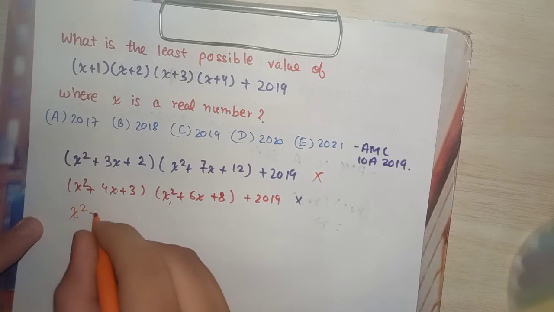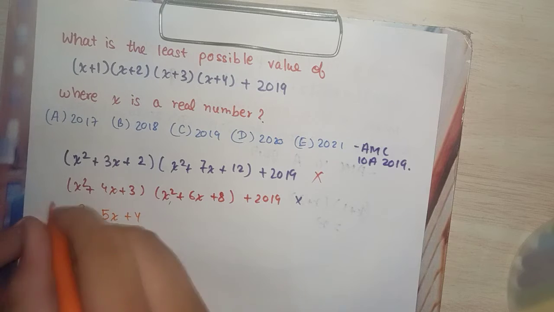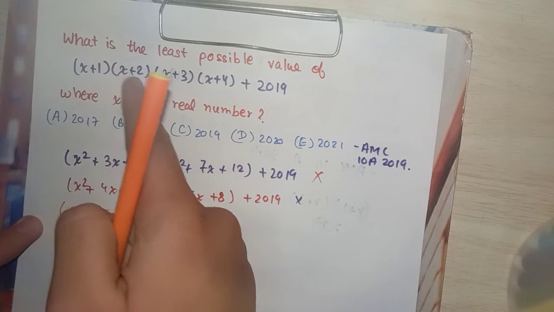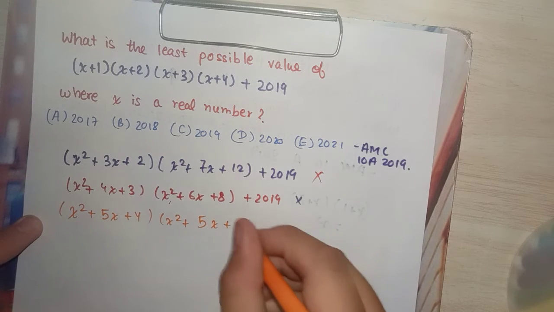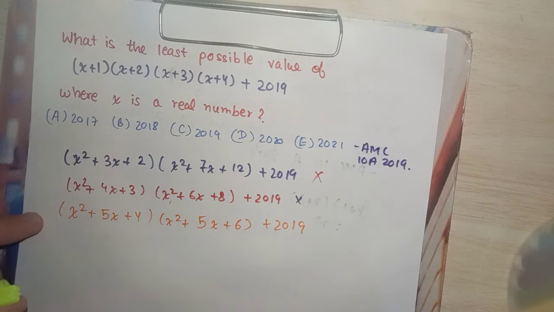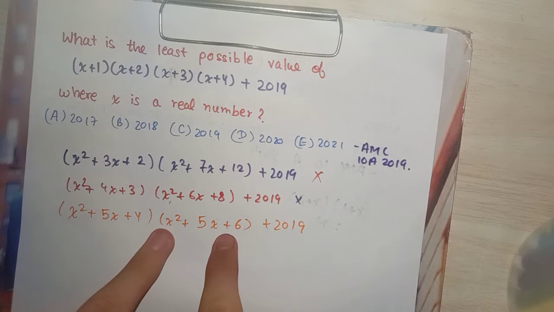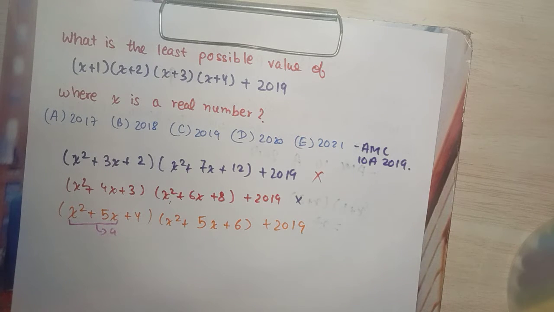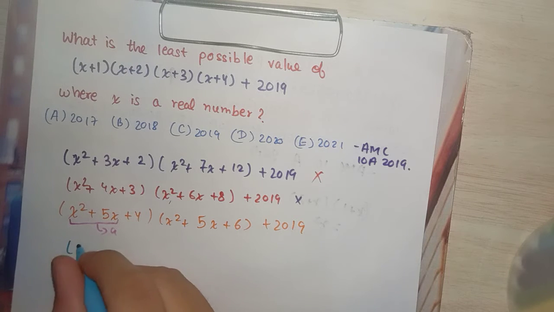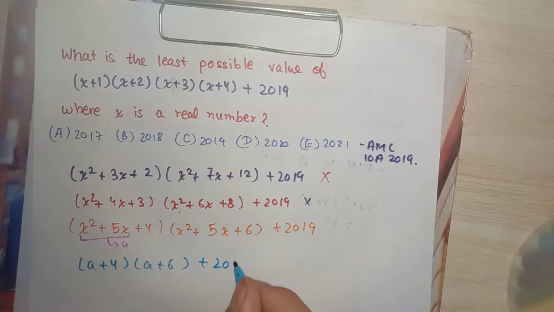Let's do x squared plus 5x plus 4 times x squared plus, 2 plus 3, 5x plus 6, plus 2019. This one looks pretty nice. We have an x squared plus 5x here, and x squared plus 5x here. We can substitute that. Wow, nice. So let this be a. Then the expression becomes a plus 4 times a plus 6 plus 2019.